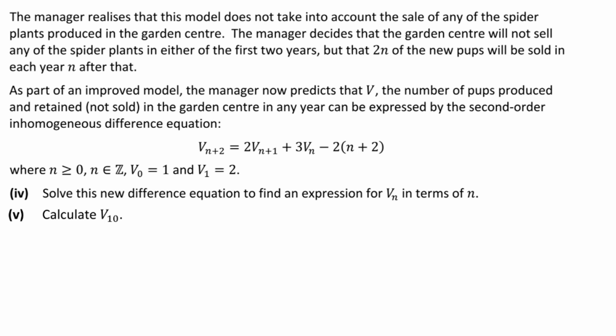So as part of the improved model, the manager now predicts V, the number of pups produced and retained, not sold, in the garden centre in any year can be expressed by the second order inhomogeneous difference equation Vn+2 = 2Vn+1 + 3Vn - 2n + 2, where n is greater than or equal to 0, n is an integer, v0 equals 1 and v1 equals 2. Solve this new difference equation to find an expression for Vn in terms of n, and then calculate V10.